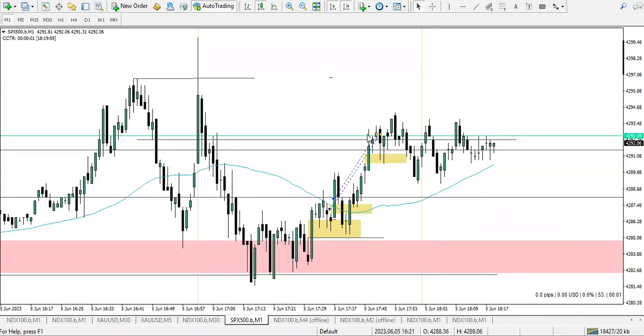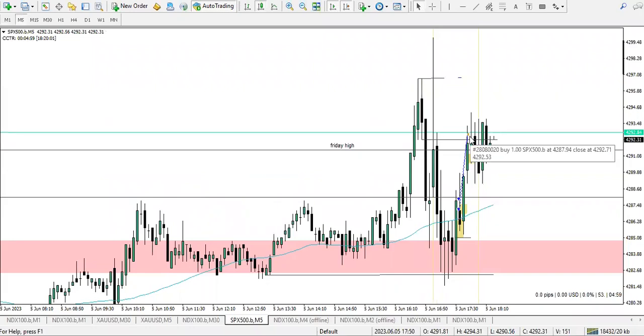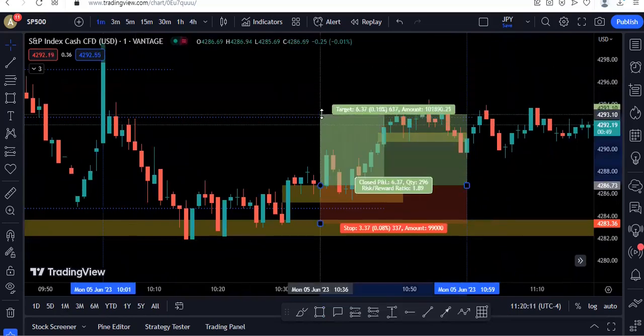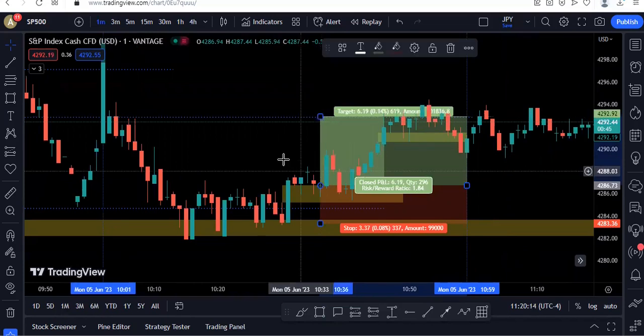Okay, we go to the 5-minute chart. We have this line, and I just closed right there. It was a pretty good trade, nothing crazy. So let me see. It was a pretty good risk reward ratio still, right?